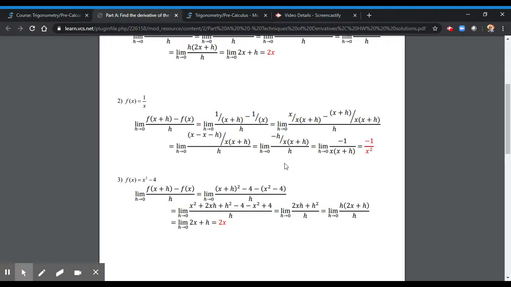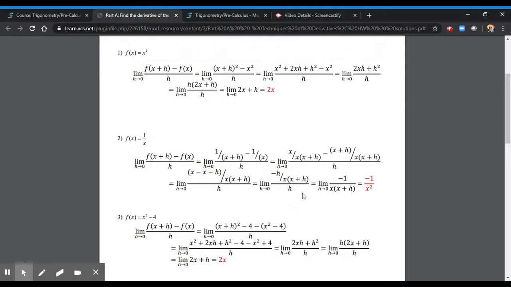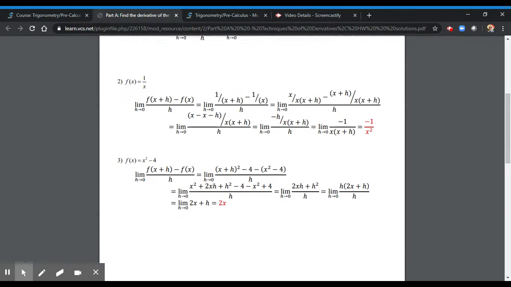All right, number 3 is actually very similar to number 1. The only difference is that here we have a minus 4, and here we have a plus 4. So those negative 4 and plus 4 cancel out, and you're left with the same answer. So 1 and 3 end up with the same answer. I'll let you come back and copy that one down later.